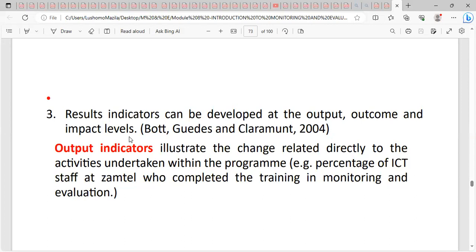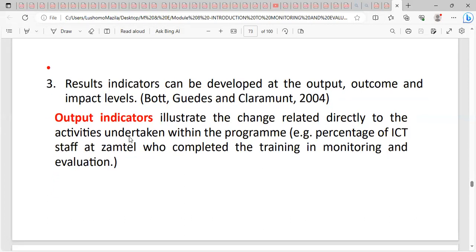Take note of that. So other than the results indicators, we have output indicators. Now, they are trying to specify which level we are talking about. So we are talking about the output level.